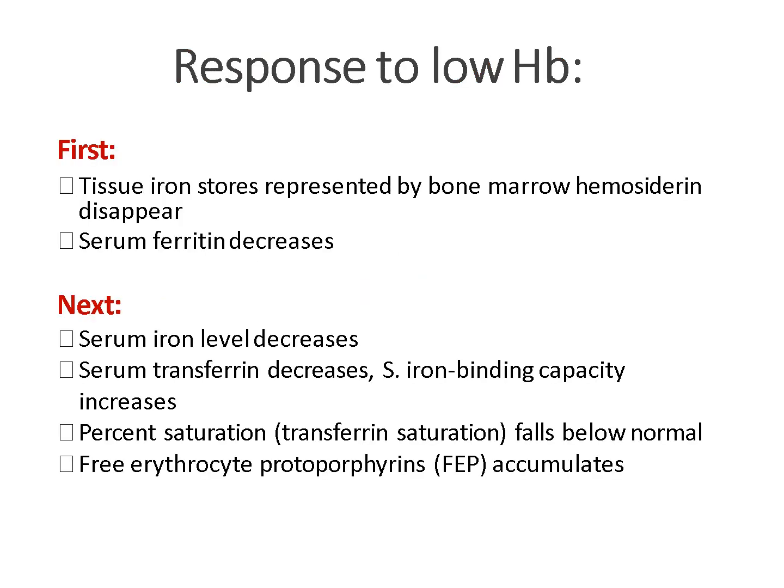Response to low hemoglobin: first, the tissue iron stores, represented by the bone marrow hemosiderin, disappear. Serum ferritin decreases. The serum iron level further decreases. The serum transferrin decreases and iron binding capacity increases. Percent saturation, transferrin saturation, falls below normal. Free erythrocyte protoporphyrin accumulates.